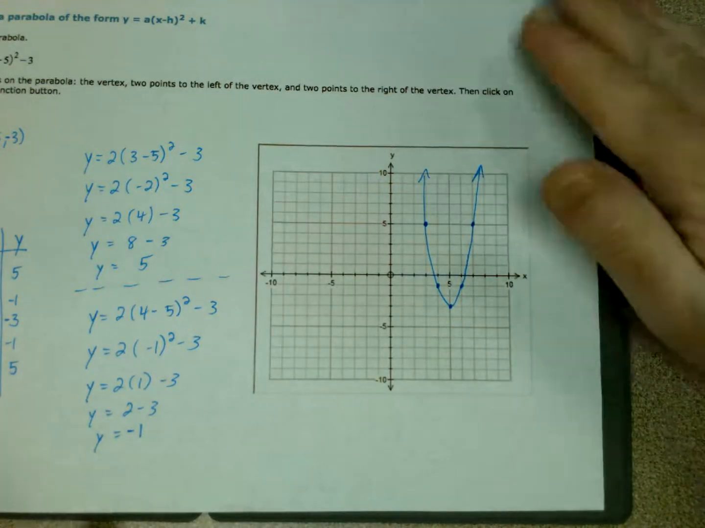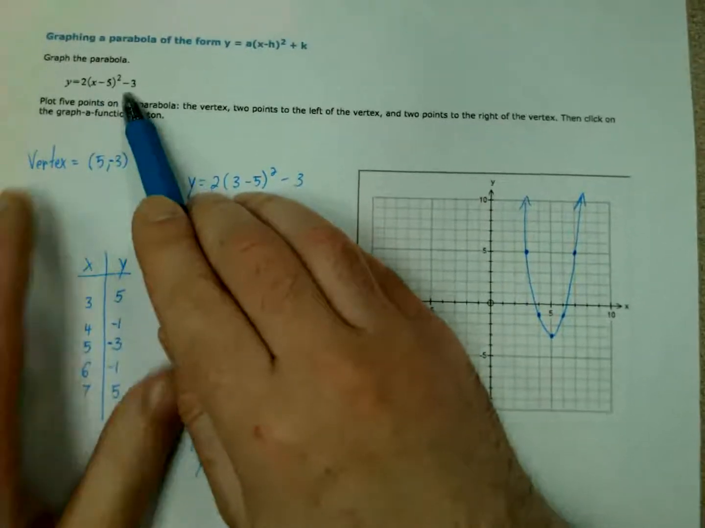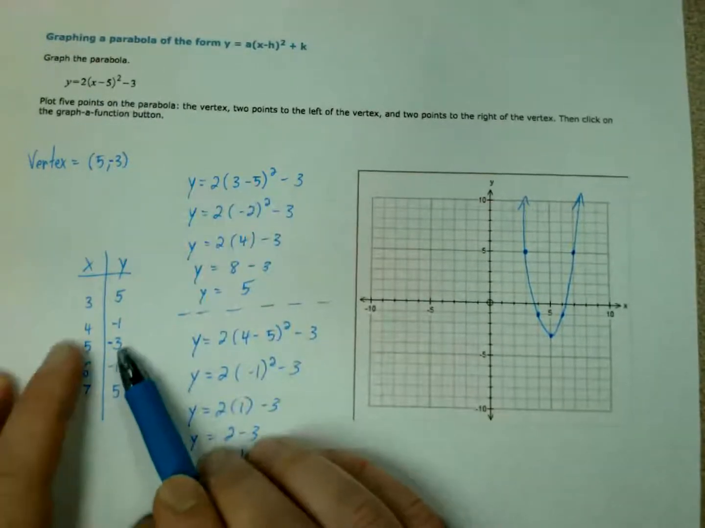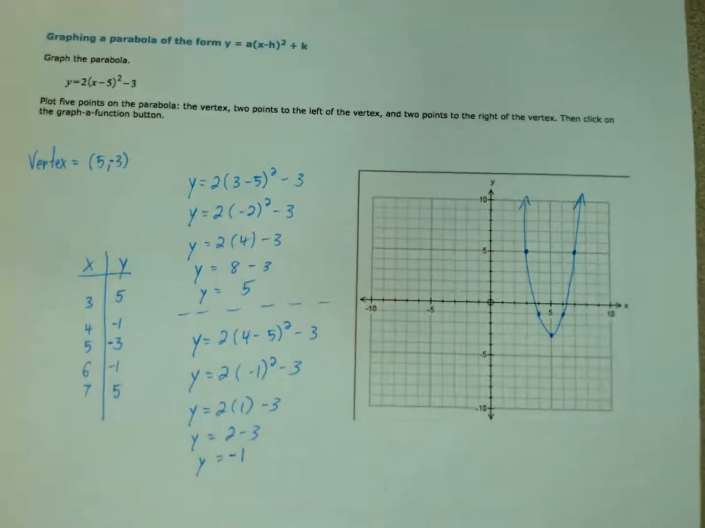So that's all there is to it. Find your vertex. Make sure you flip the sign in the parentheses, leave the other one. Put that as the middle point on your chart. If points are too small or too big, adjust, plot all 5, and you're good to go.